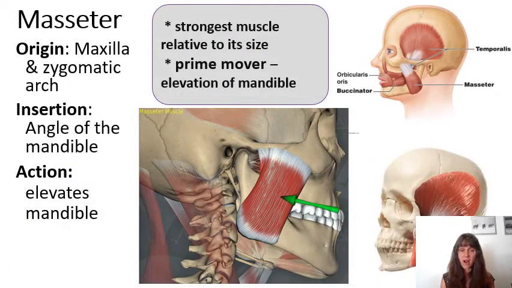The next muscles are referred to as muscles of mastication, which is the process of chewing. We're going to begin with masseter. Masseter is the strongest muscle relative to its size. Here we have a picture of the masseter muscle. You can see its origin is on the maxilla and zygomatic arch, and the insertion is at the angle of the mandible. The action is to elevate the mandible.